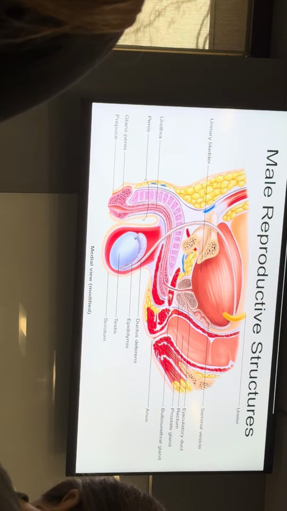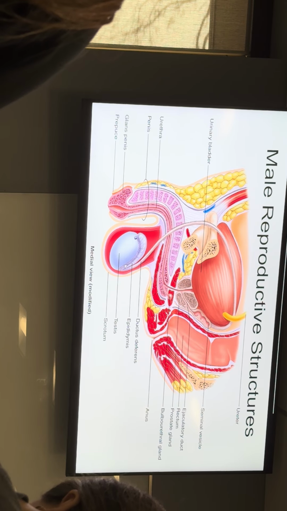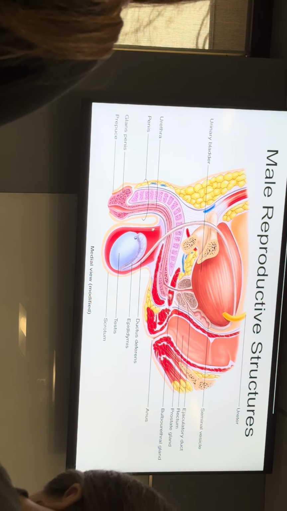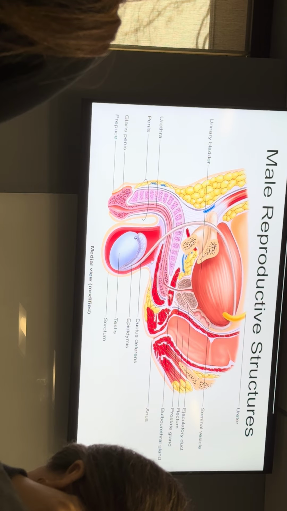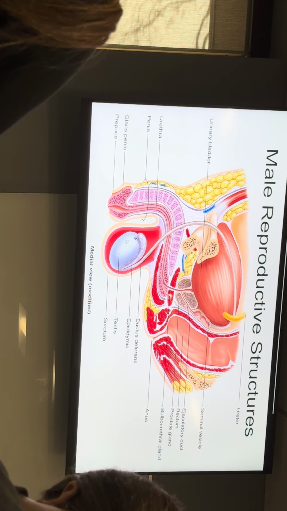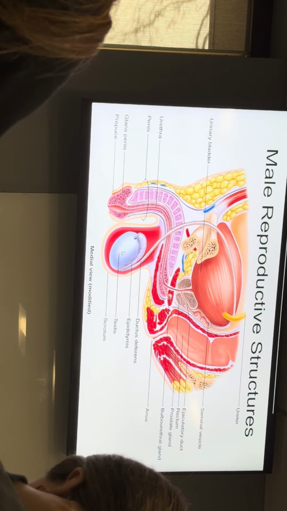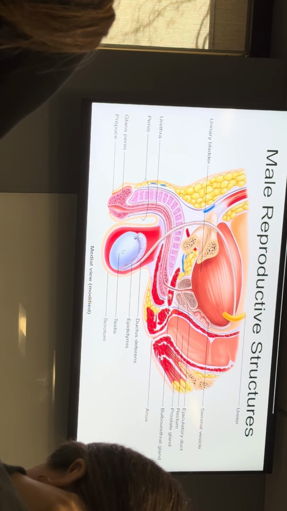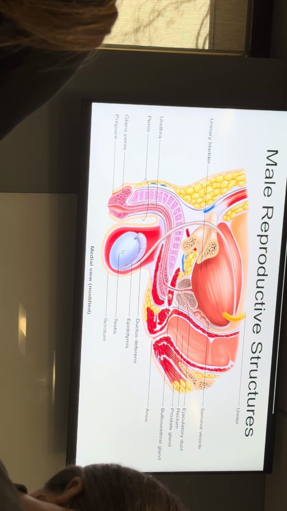Okay, now here's the internal structure of the male reproductive system. Starting down here, we have your scrotum with your cremaster and dartos muscle, and then there are your two testicles. Here's one testicle, and the other one would be behind. The testicle produces testosterone, and it's where sperm are produced.